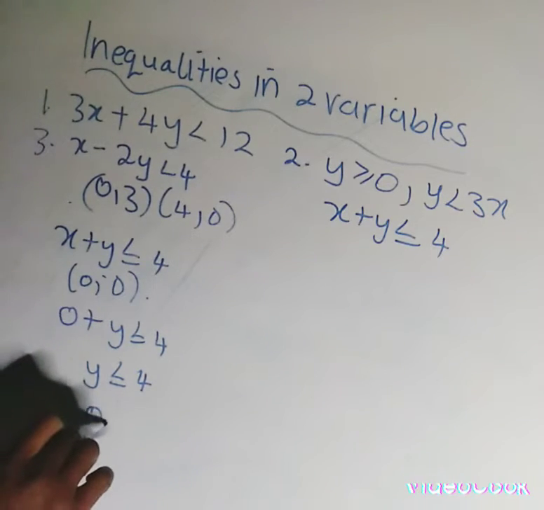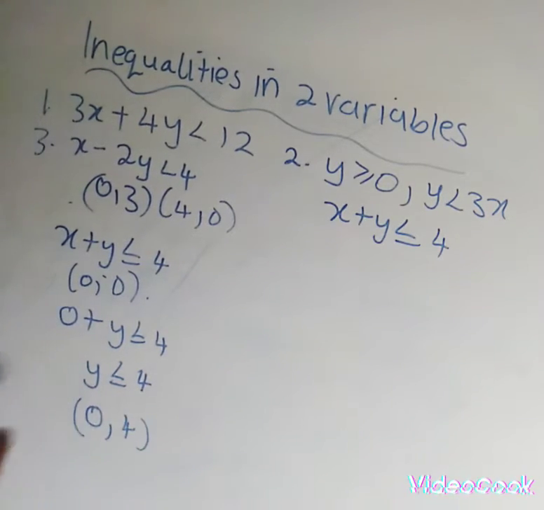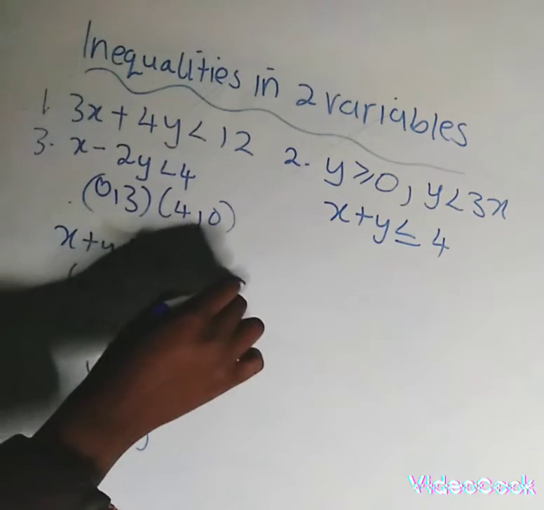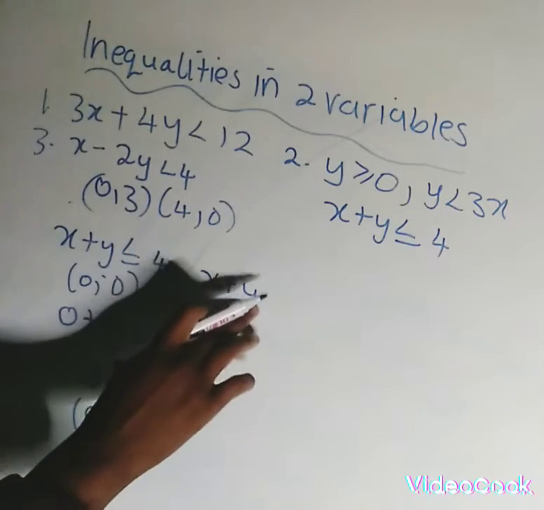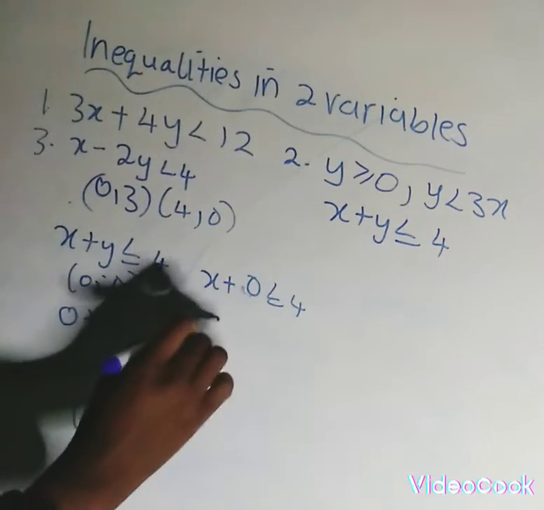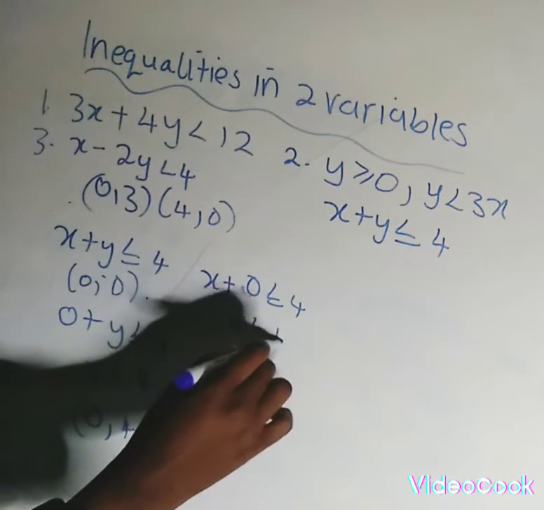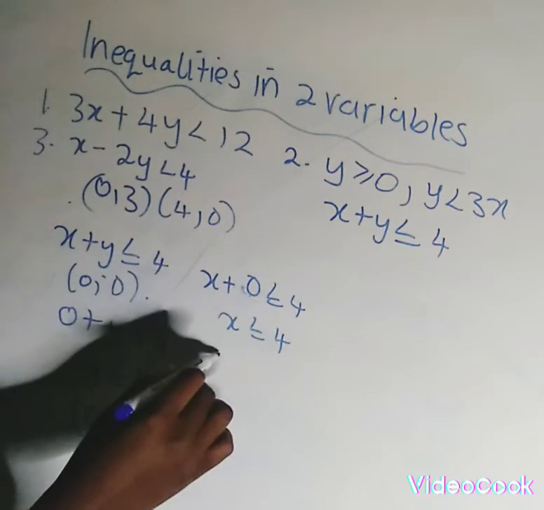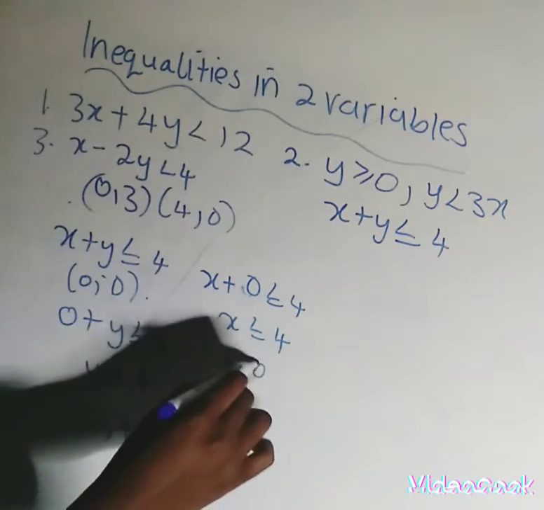So when x is 0, y is 4. What about when y is 0, what's the value of x? So x plus y, in place of y we put a 0. x plus 0 less than or equal to 4. So x is also less than or equal to 4. So in other terms, when x is 4, y is 0.